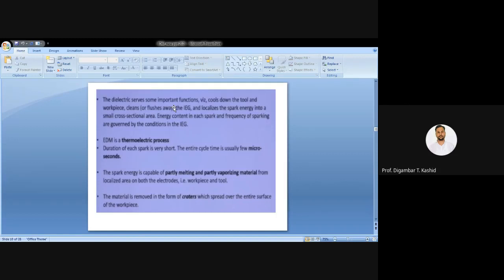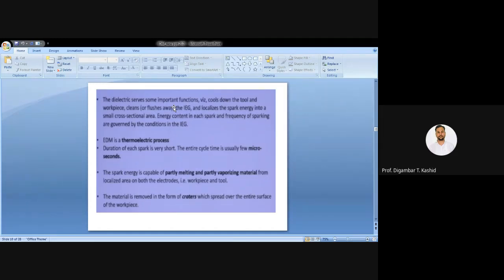So whatever material is in a molten state, and whatever is vaporized, comes out into the gap, that is, into the dielectric fluid. So whatever molten material is removed is called debris. And the debris is a mixture of irregular shaped particles.